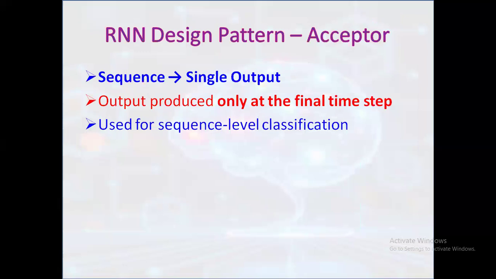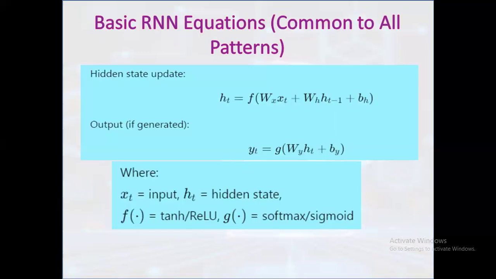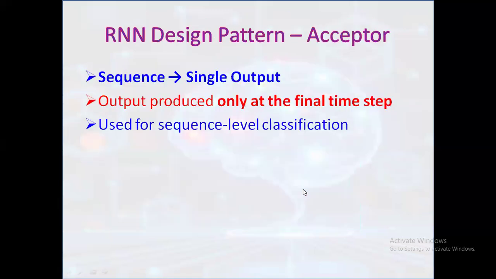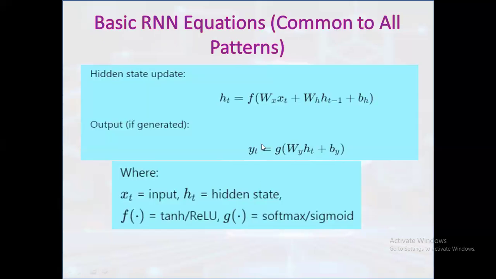Next, the outputs. In this case, the output is produced by this equation only at the final time step. The intermediate hidden states are computed but ignored for the predictions. So only the final hidden state is used to generate the output and make the decision. You should also know this pattern is ideal for tasks where the entire sequence determines the label, such as sentiment analysis or signal classification.